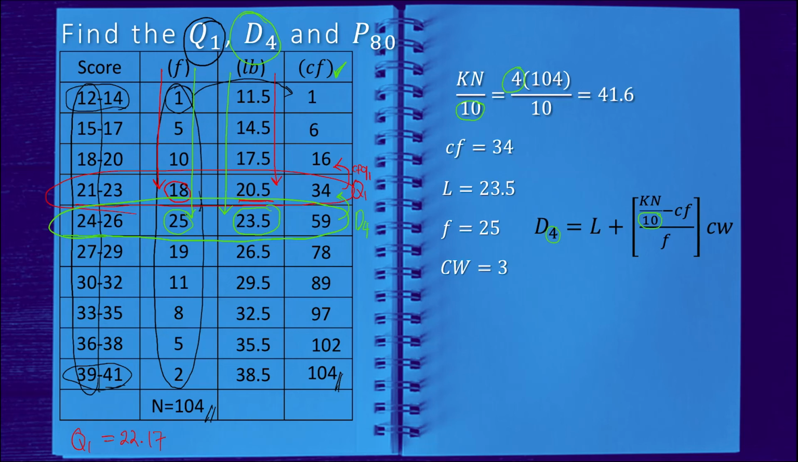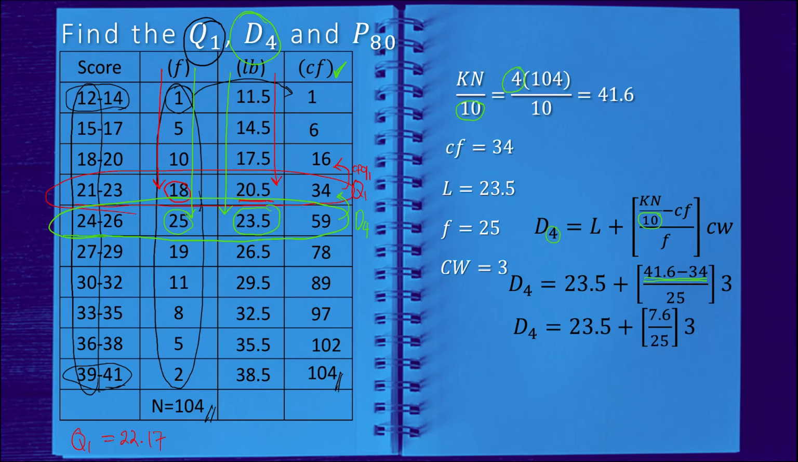Okay, after po natin ma-identify lahat ng variable na meron tayo o yung given dito sa ating formula, pwede tayo mag-substitute. That is 23.5 plus the quantity of 41.6 minus 34 all over 25 times 3. And again, unahin po natin i-subtract yung nasa numerator. 41.6 minus 34, that is 7.6. Next is to divide and multiply. 7.6 divided by 25 times 3, that is 0.91.